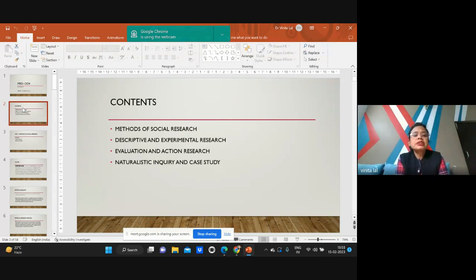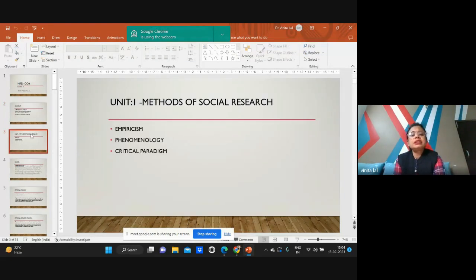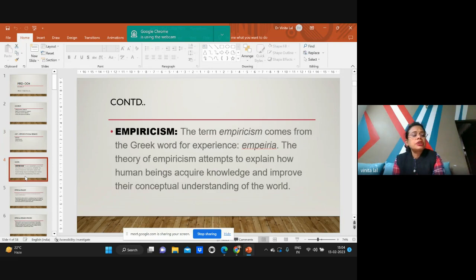So in this block, we are going to learn these four things: methods of social research, descriptive and experimental research, evaluation and action research, and naturalistic inquiry and case study. And in unit 1, method of social research, we have three things: empiricism, phenomenology, and critical paradigm. So now come to empiricism.